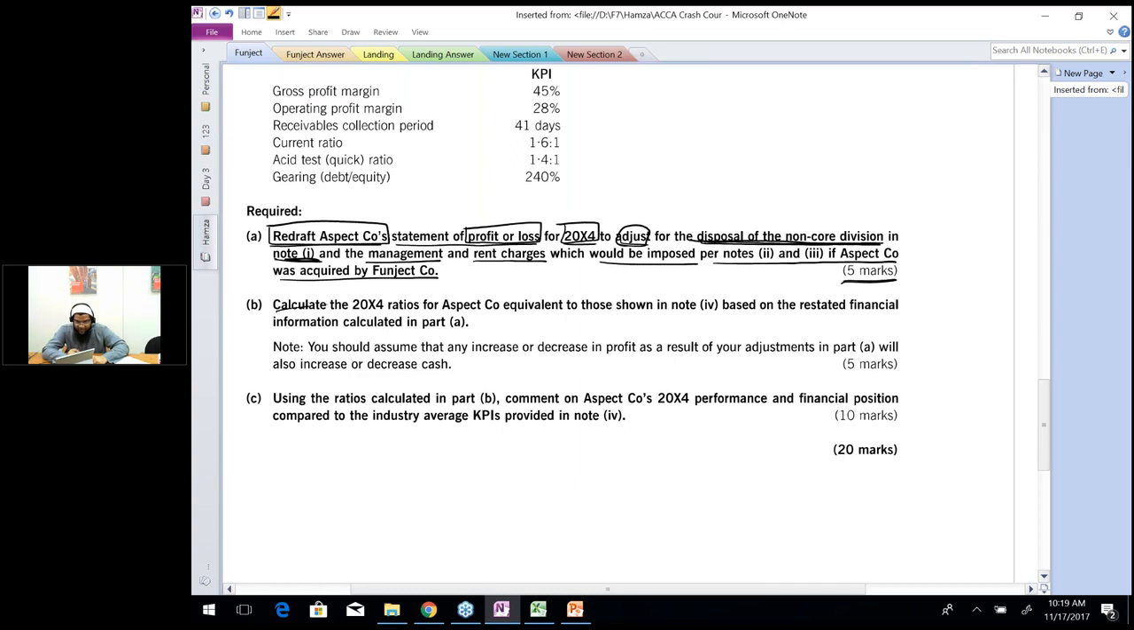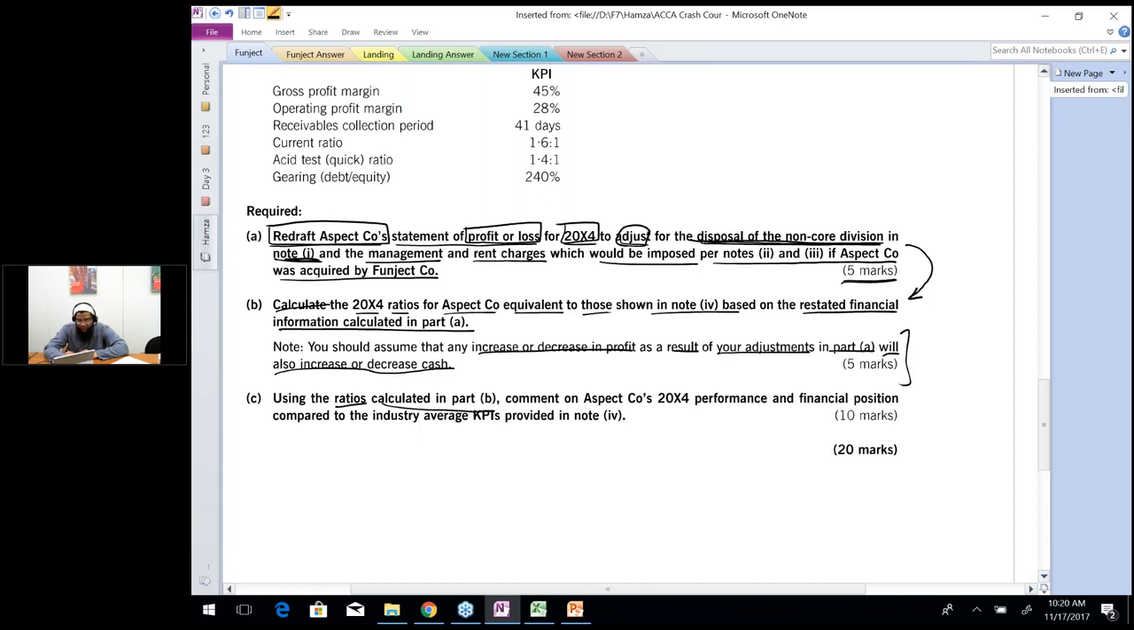And then the question says to calculate the 20X4 ratios for Aspect company equivalent to those shown in note number 4, based on the restated financial information calculated in part A. So we are going to calculate ratios based on the information that we've calculated in part A. You should assume that any increase or decrease in the profit as a result of your adjustments in part A will also increase or decrease cash. So if the profit has been changed due to the adjustments, that would also affect the cash. So we are going to write an entry based on this.